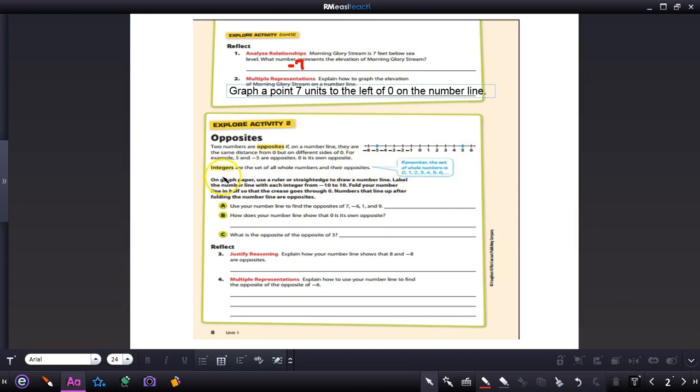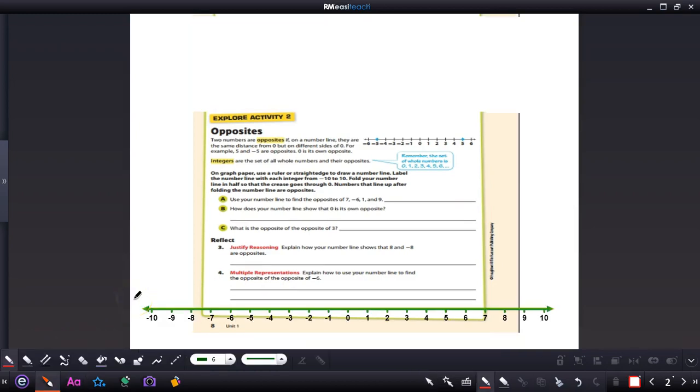So if we're taking a look at integers, integers are the set of all whole numbers and their opposites. Remember, the set of whole numbers is 0, 1, 2, 3, 4, 5, 6, and so on, and also their opposites. Now on page 8, it says on graph paper, use a ruler or straight edge to draw a number line. You can just do this right in your math journal. I want you to label the number line with each integer from -10 all the way to 10. You can just copy mine right down at the bottom of the page if you would like. Don't worry about folding the number line in half or anything like that.